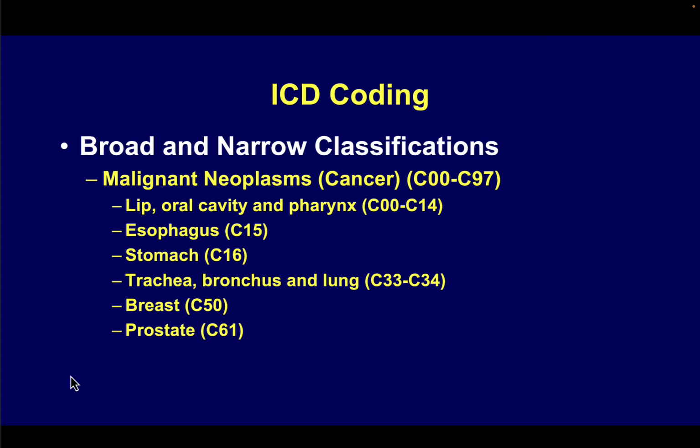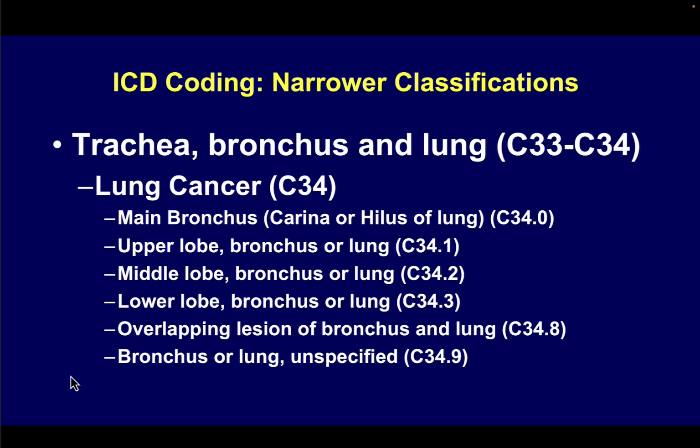Just drilling down one level further here into trachea, bronchus, and lung, you can see that that's code range C33 to C34. You can see some of the different subclassifications that, in this case, indicate the specific location or site on the lung where the cancer had occurred.